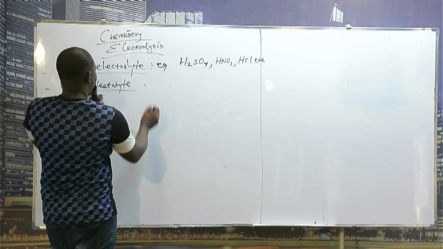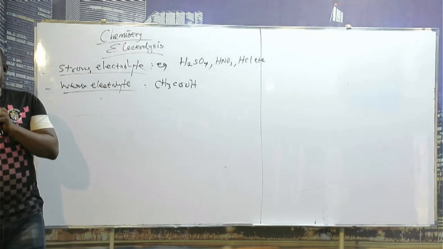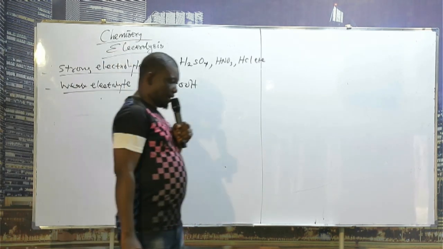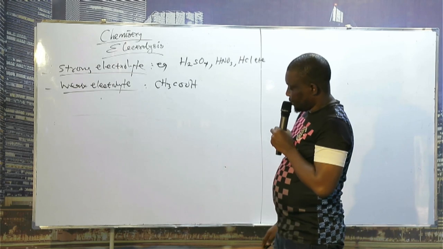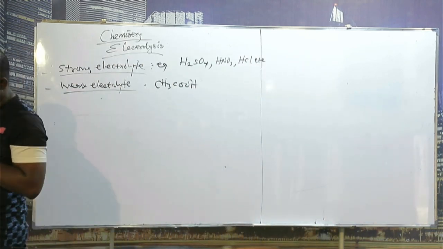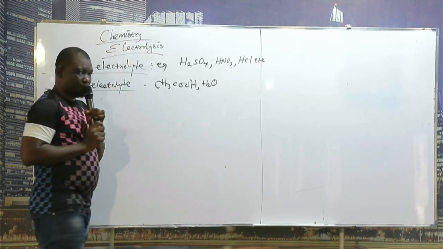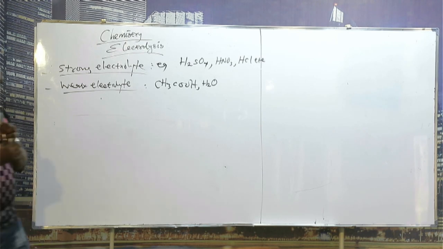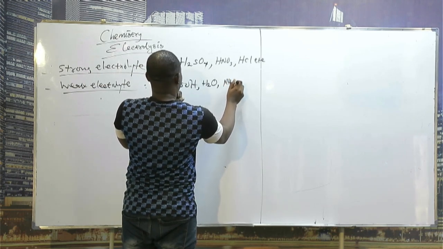Example, weak acids, like, in brackets, ethanoic acid. Ethanoic acid, water is a weak electrolyte. Water, H2O. Ammonium hydroxide, on the board, etc.